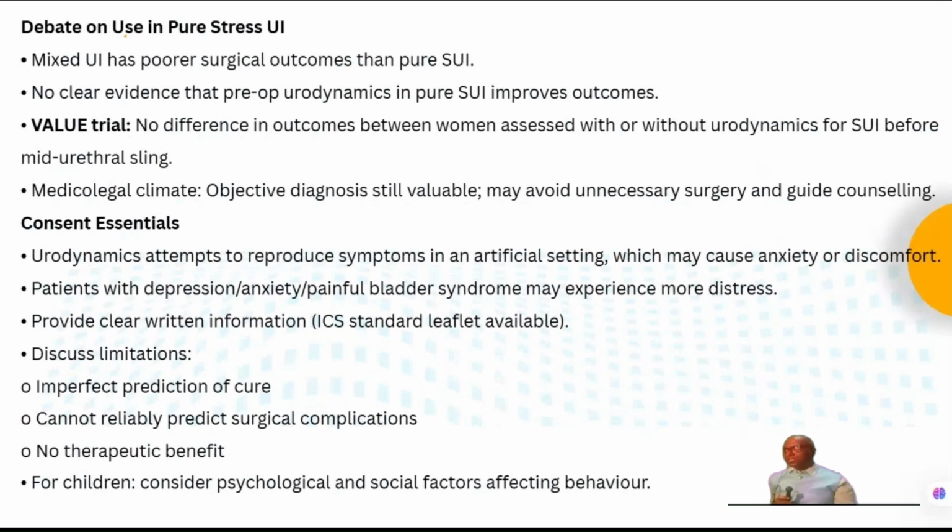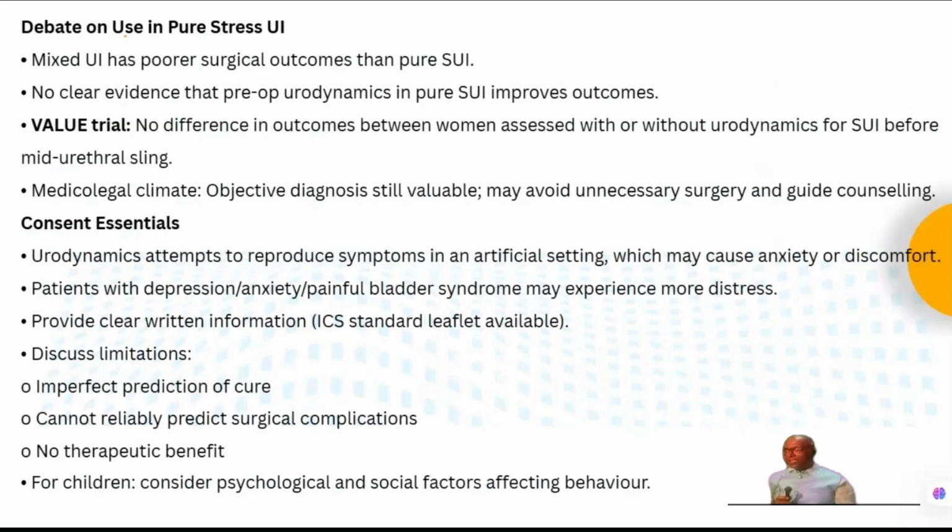So, if it is a pure stress urinary incontinence, the surgical outcome is good. But if it is mixed, that means you have the stress urinary incontinence associated with urge incontinence. So here, if you go ahead with the surgical option, then the condition may worsen, because it has an associated urge incontinence also. Okay, so in these cases, mixed urinary incontinence has a poorer surgical outcome than pure SUI.